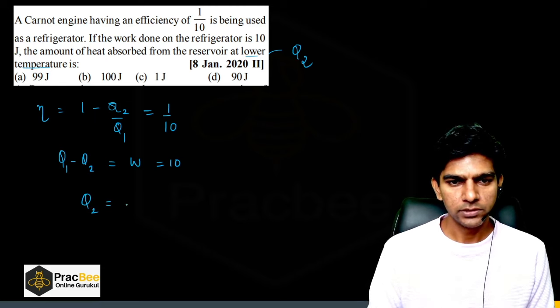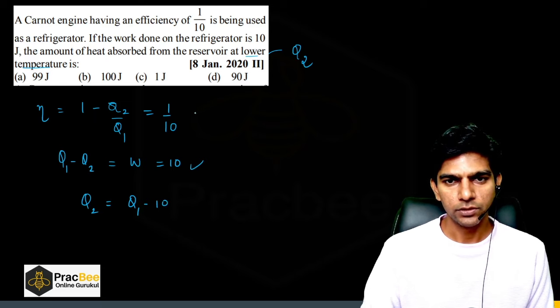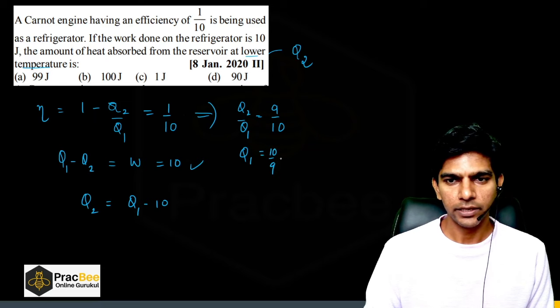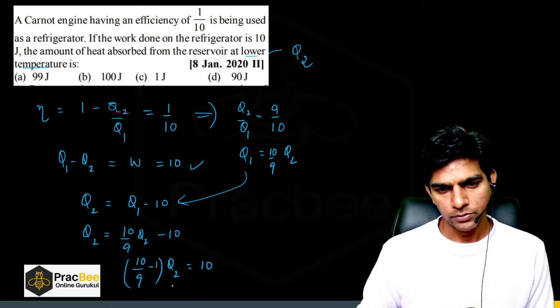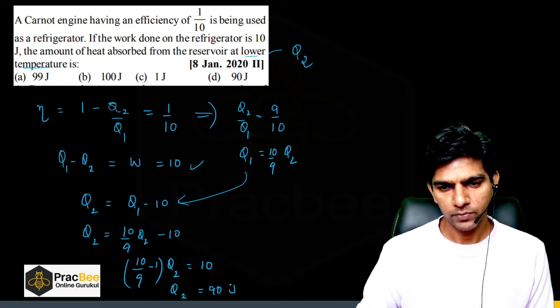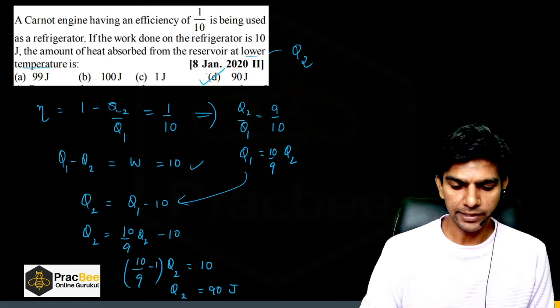So Q2 is equal to Q1 minus 10 from this equation. And from the first equation, we can say Q2 by Q1 is equal to 9 by 10. So we can write Q1 as 10 by 9 times Q2. So let us substitute this value in this equation. So Q2 is equal to 10 by 9 Q2 minus 10. So we can say 10 by 9 minus 1 times Q2 is equal to 10. So Q2 comes out to be 90 joules. So option D is the right answer.